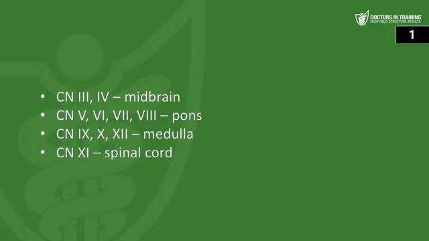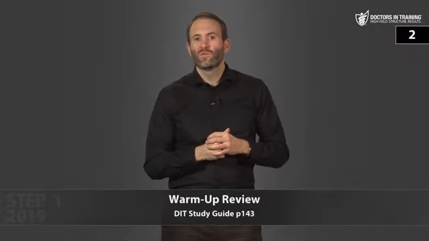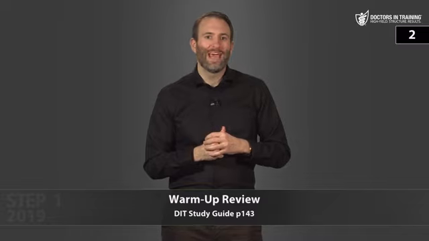And the nuclei for cranial nerve 11 are going to be located in the spinal cord, which you can remember because cranial nerve 11 is the spinal accessory nerve. Next, which cranial nerve is responsible for each of the following actions? So first we have eyelid opening, that's going to be the oculomotor nerve, number 3.